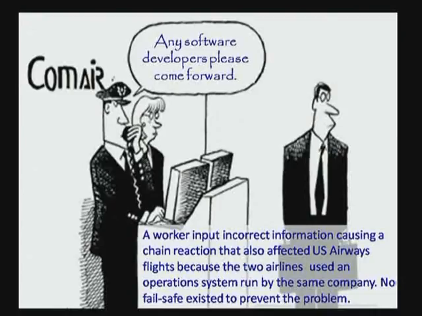Talk about software isolation. That was one bad point. The systems weren't even isolated. Comair is not even the feeder airline for US Airways. They have nothing to do with each other. Comair is the feeder for Delta. And it was just because a worker input incorrect data.